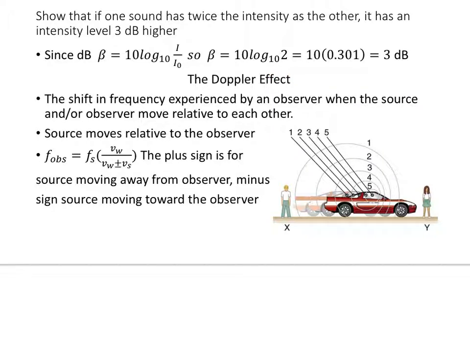So you determine the log of 2 on your calculator, which is 0.301 times 10, which is 3 decibels.